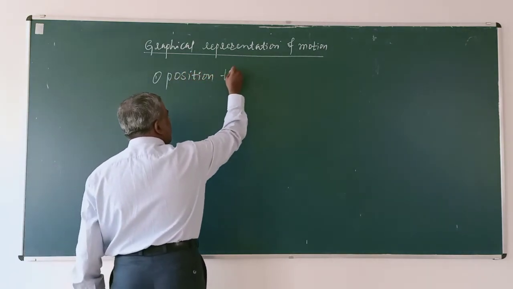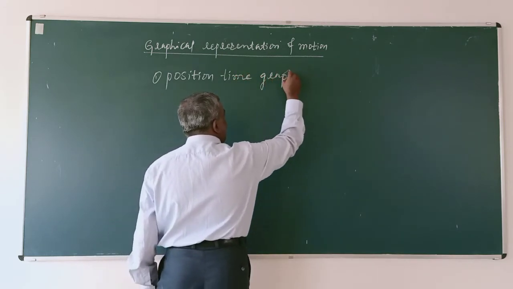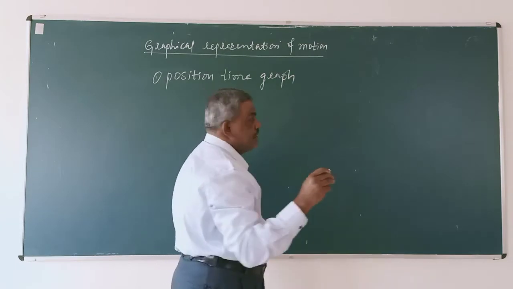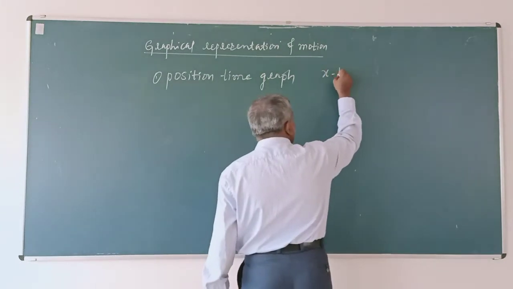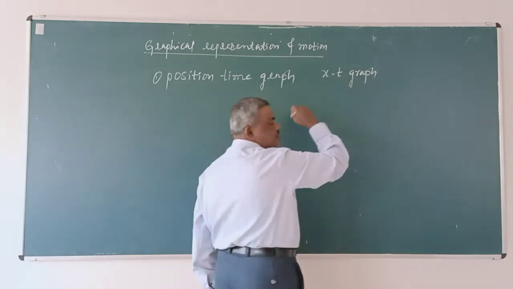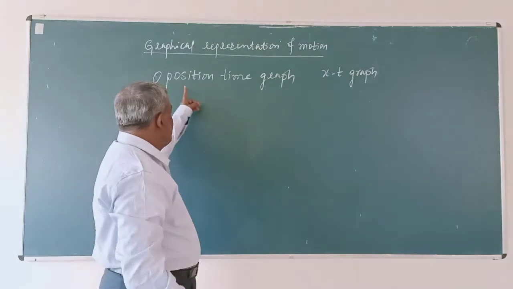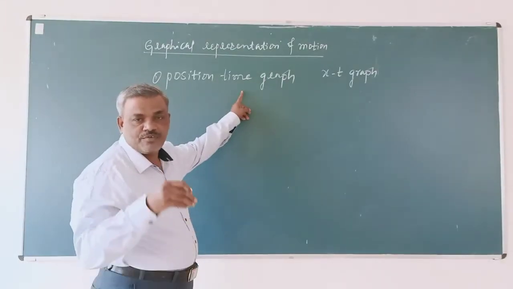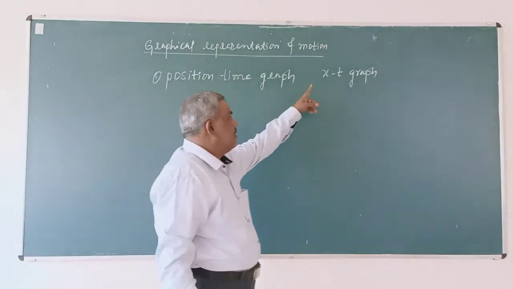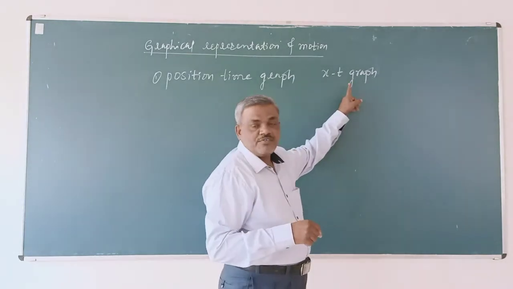Position time graph, or simply the x-t graph. x is the position, t is the time. Students, the first graph is the position time graph, so simply we say the x-t graph. x is the position, t is the time.